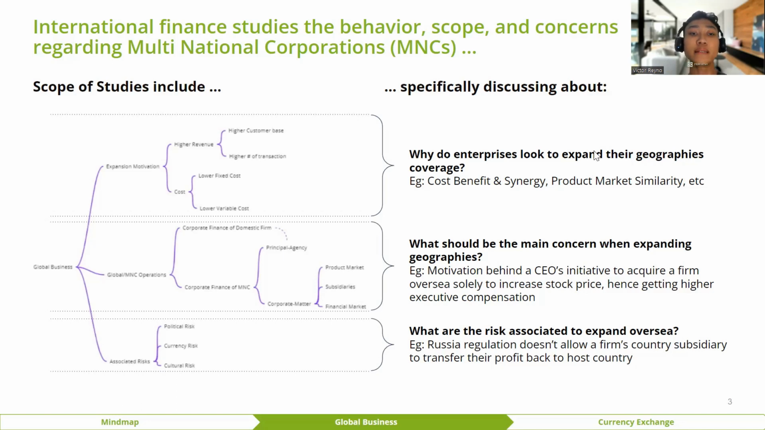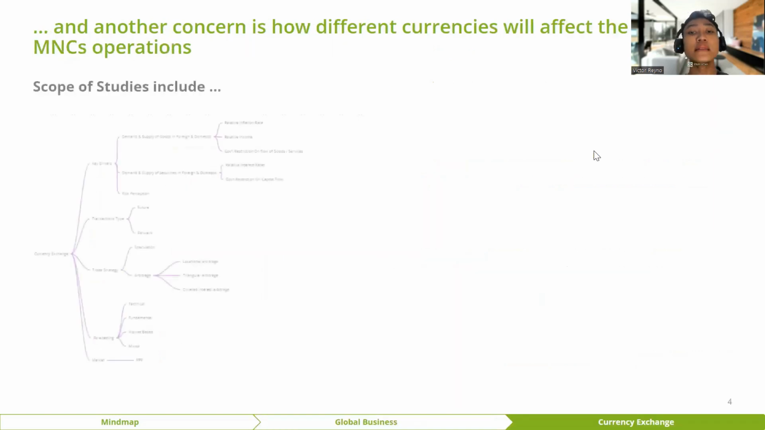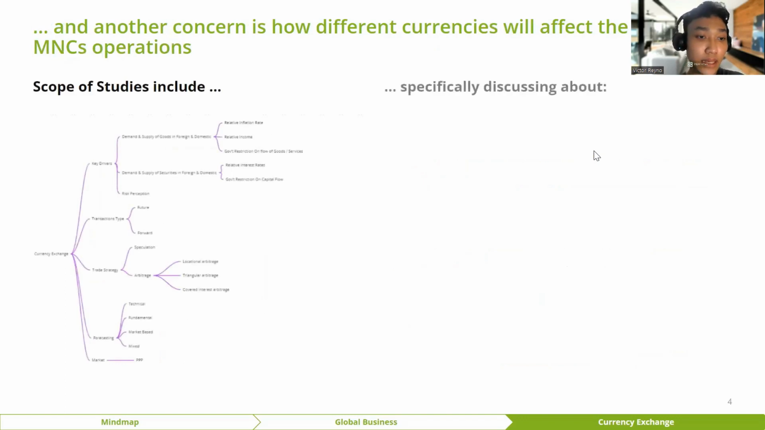So to summarize, international finance is specifically trying to understand how these multinational corporations behave and operate beyond their host countries. The second is we're going to take a look specifically at currency exchange. There are five things that I would like to discuss in this presentation. We're going to better understand the key drivers behind currency exchange rates, the transaction types, trade strategy, forecasting, and some market frameworks as well.